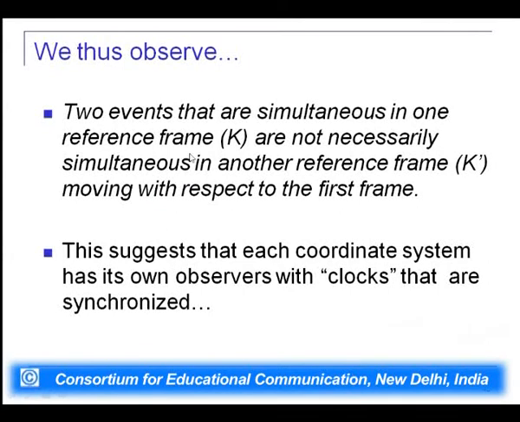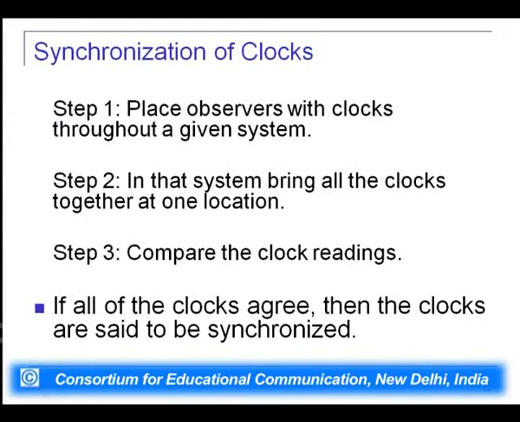Now, with this observation, two events that are simultaneous in one reference frame, which is K, are not necessarily simultaneous in another reference frame K dash, moving with respect to the first frame. This suggests that each coordinate system has its own observers with synchronized clocks, and all reference frames have different coordinates and different time.